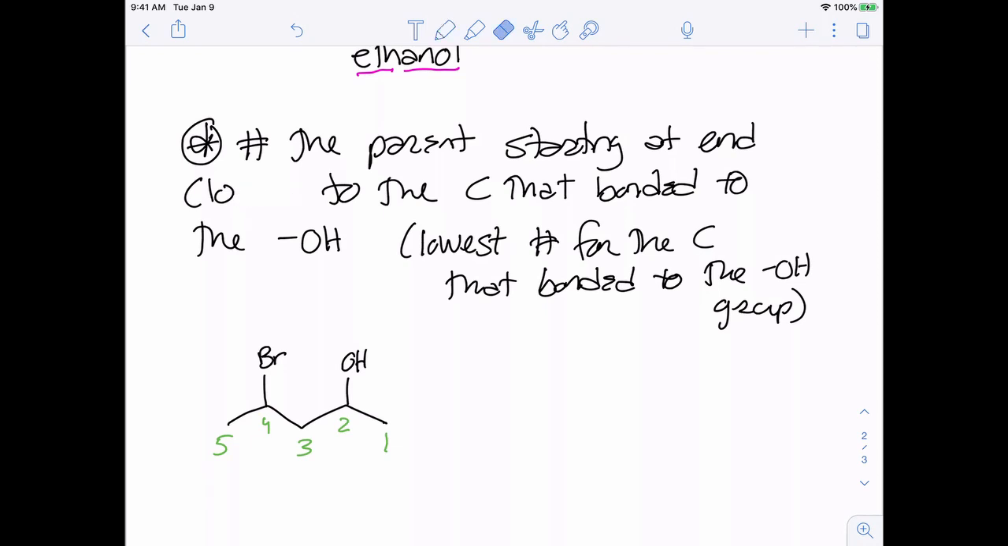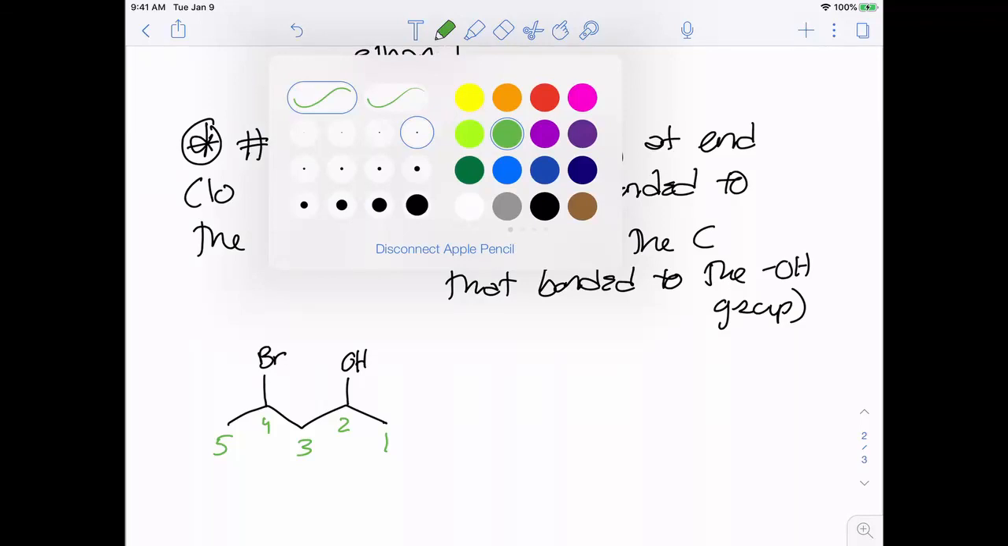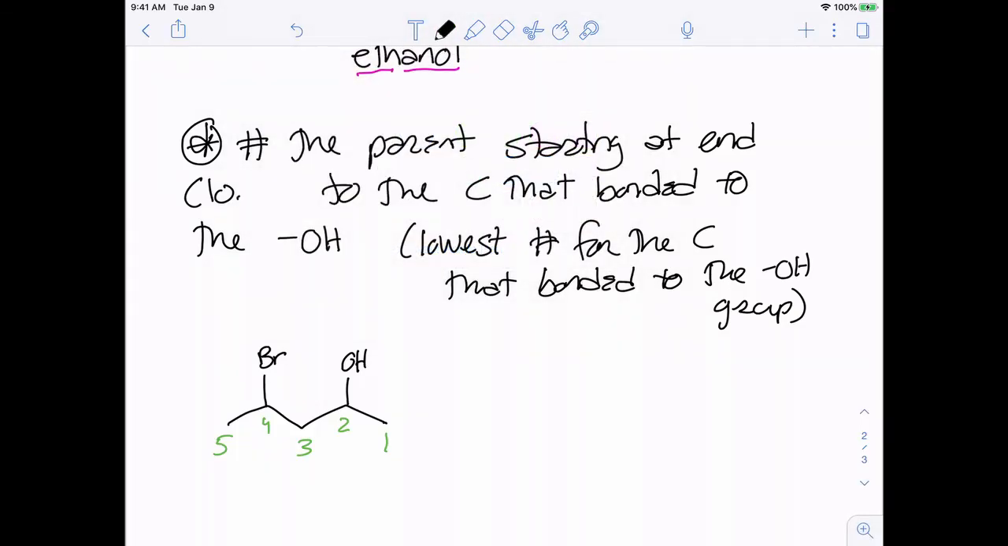closest to the carbon that is bonded to the hydroxyl group. That's the functional group. It's going to trump any substituent. So this would be the correct numbering for this one.